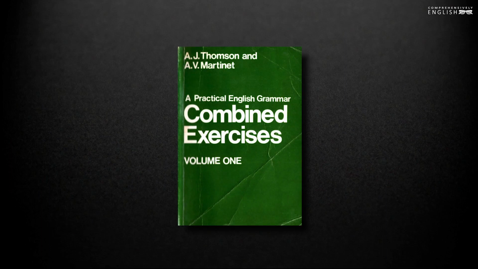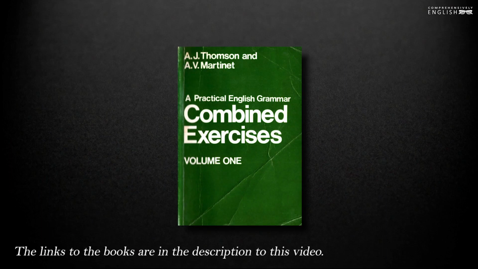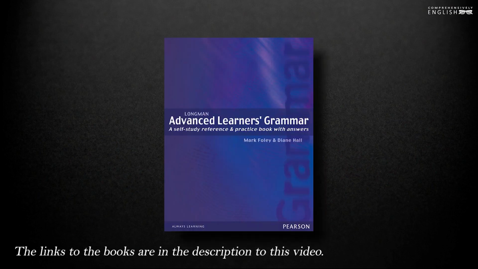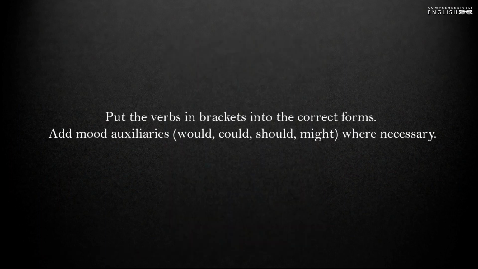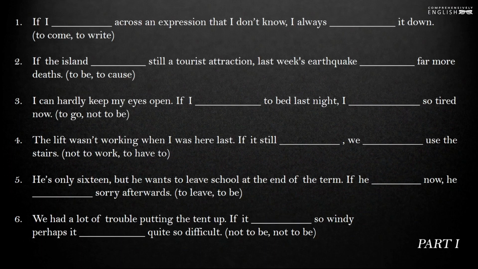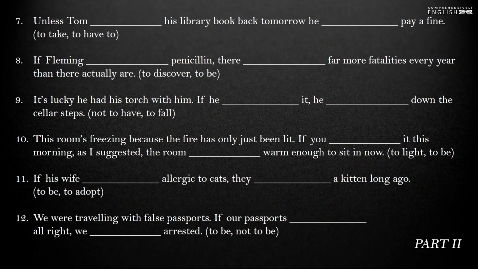Shall we begin? I took some of the examples from Practical English Grammar Combined Exercises by Thompson and Martinet, and also I've taken some examples from Advanced Learners' Grammar by Mark Foley and Diane Hall. So the task is: put the verbs in brackets into the correct forms. Add modal auxiliaries would, could, should, might where it is necessary. I suggest that you write the sentences down, as I have already said, and then check them with me. Presuming that you have already done that, let's start checking.